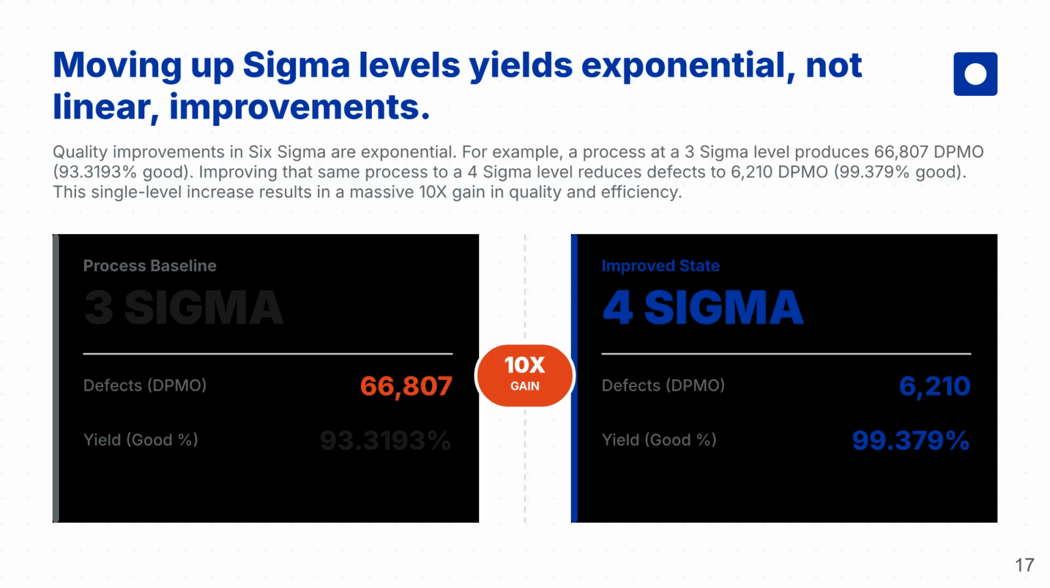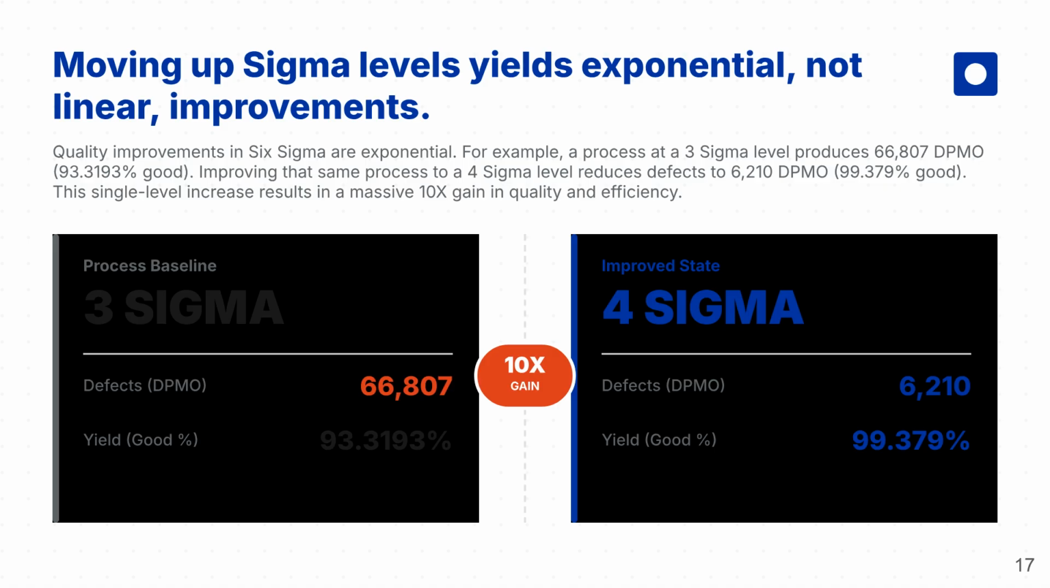One of the most interesting aspects of Six Sigma is that improvements are exponential rather than linear. This means that even a small increase in the Sigma level can produce a dramatic reduction in defects and a significant improvement in overall process quality. The slide compares a process operating at 3 Sigma with one operating at 4 Sigma.